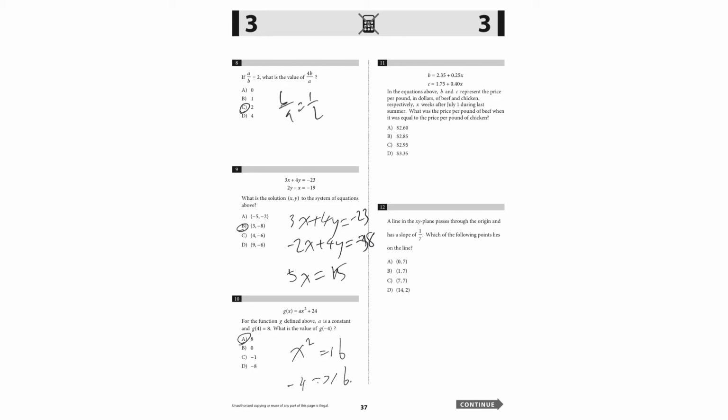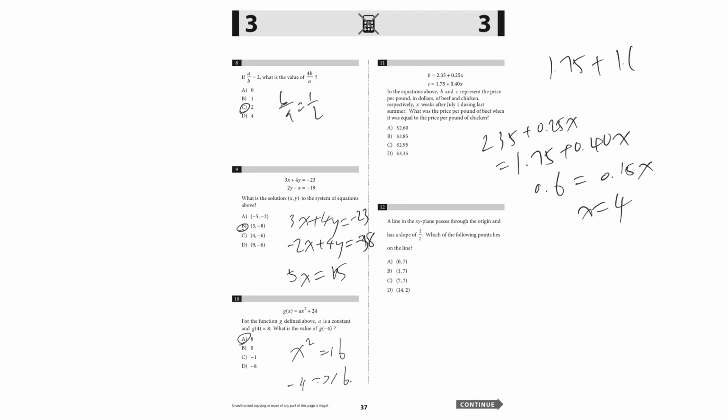The equations above, B and C, represent the price per pound in dollars of beef and chicken, respectively, x weeks after July 1st during last summer. What was the price per pound of beef when it was equal to the price per pound of chicken? So simply setting the two equations equal to each other, like so. Move the number to the other side, so 6 is equal to 0.15x, x is 4, so at 4 you plug it in, so 1.75 plus 1.6 is equal to 3.35, the answer is D.